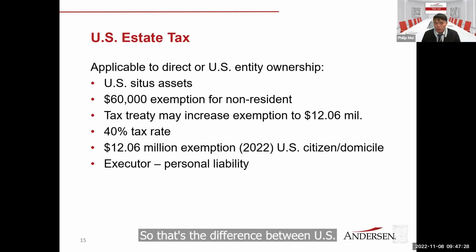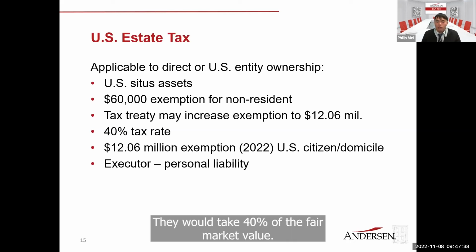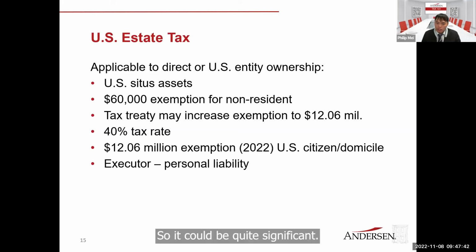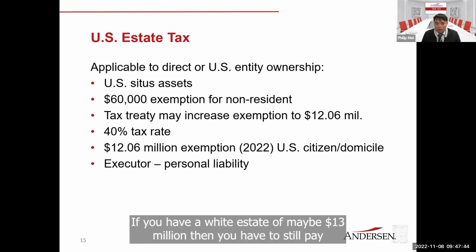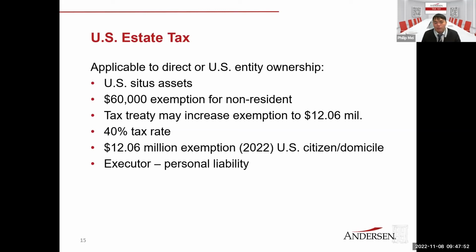So that's the difference between US estate tax and Canadian death tax. Canada only imposes tax on any unrealized capital gain, versus the US, which would take 40% of the fair market value. So it could be quite significant. If you have a worldwide estate of maybe $13 million, then you still have to pay $400,000 on that 1 million that goes over the limit.